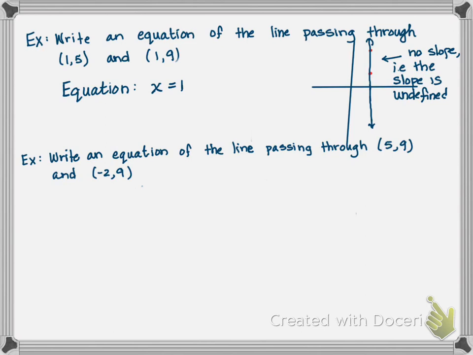And then what about this second one? What can you tell me about those points? They have the same y value, so it's going to be a horizontal line. Yeah, they have the same y value. So we're going to have something like, there's 9.